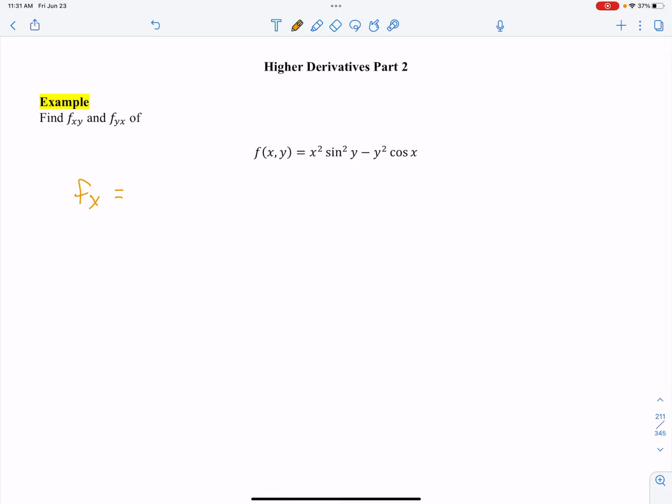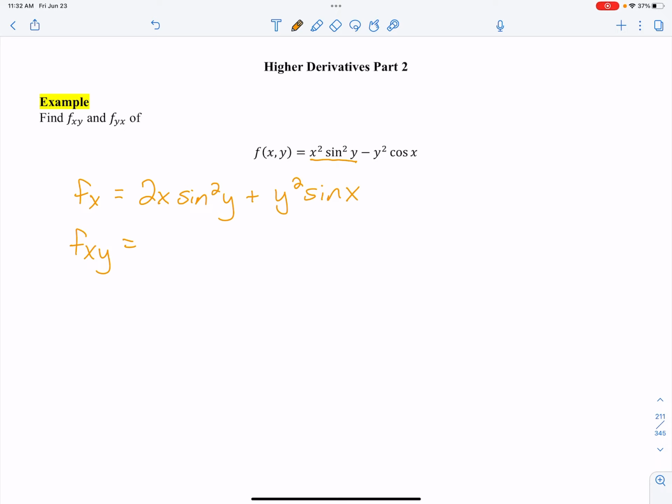So taking my derivative with respect to x, this first term, notice that the sine only has a y, so that's actually considered a constant. So I get 2x sine squared y. And then we're dealing with x on the other one, so the y squared is a constant. Cosine's derivative is negative sine, which is going to cancel out that negative, so I get plus y squared sine x. Not too bad. Let's go ahead and find f_xy.